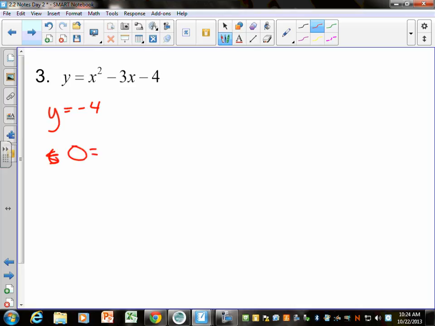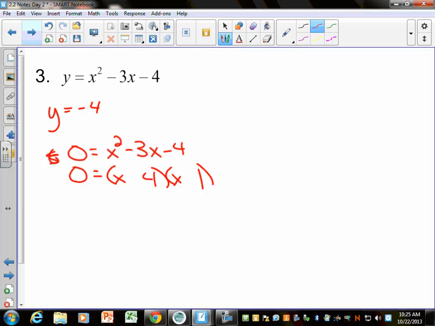How do you find the x-intercepts on this? 0 equals x squared minus 3x minus 4. I just factored. You can just factor, complete the square, do the quadratic formula. Minus 4 plus 1. X equals 4, x equals negative 1. What about the symmetry on these? All right, I'm ready.